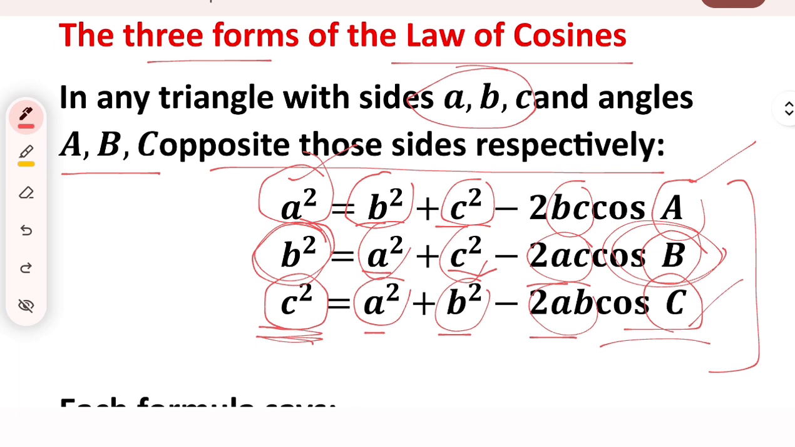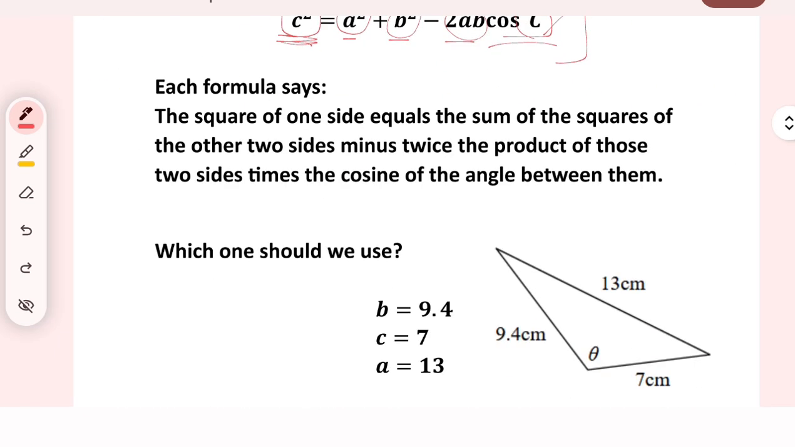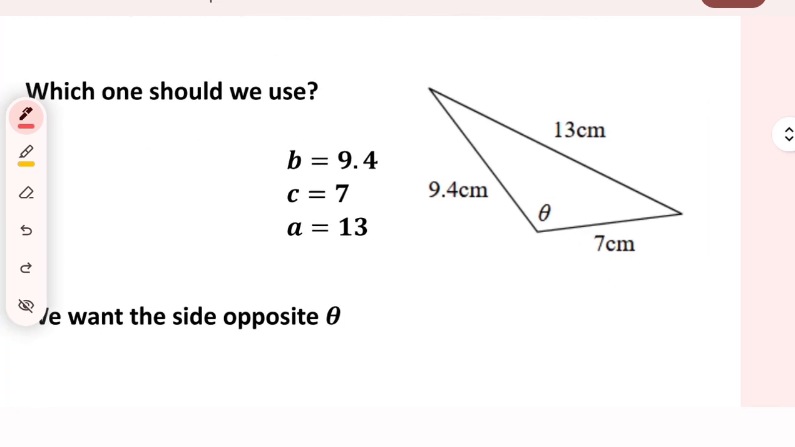Now, let's go back to the problem. How do we solve the unknown angle? Which of these three forms of the cosine law should we use? Should it be the A, B, or C? All right. Now, let's go back. Which one should we use, do you think?